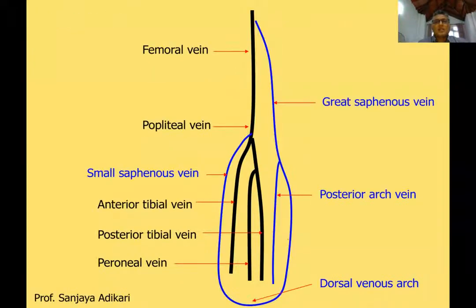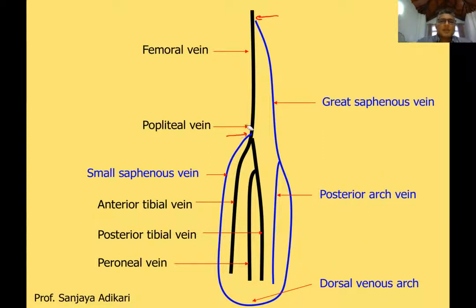If you add the superficial venous system on top of this deep venous system, this is how you see it. You have the dorsal venous arch here, and from the medial aspect you get the great saphenous vein, and from the lateral aspect you get the small saphenous vein. And the small saphenous vein opens into the popliteal vein here. Then the great saphenous vein opens into the femoral vein at the saphenofemoral junction. Posterior arch vein drains into the great saphenous vein. This is what we discussed.